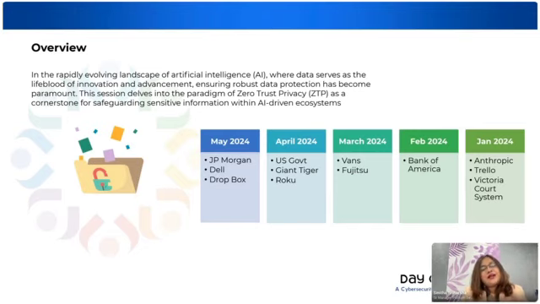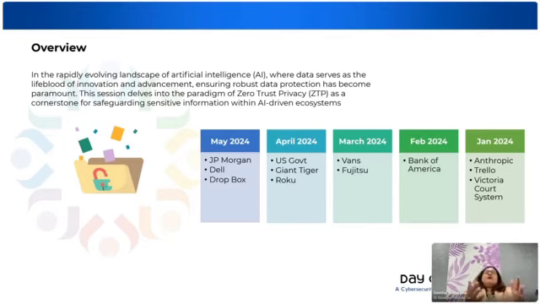Now, the current session that I am talking about delves around the paradigm of zero trust privacy. Now, why is privacy coming into the picture? Because the data we are talking about has all our data, your data, my data. So that's why it is important. That's why privacy is coming into the picture as well. Today's session is going to help you understand why zero trust privacy is going to help us in the coming days in safeguarding the sensitive information that is being used by AI-driven ecosystems. So that is the topic of the day.